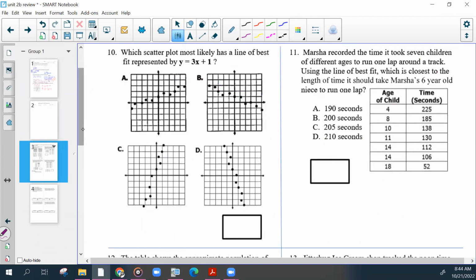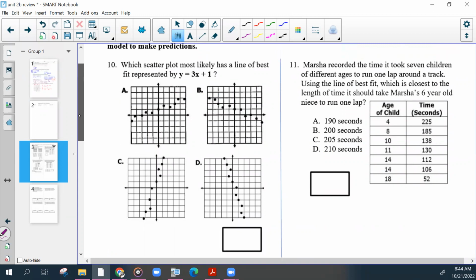Taylor. Number 10, this one gives you different scatter plots and is asking which one represents 3x plus 1. I would say the slope is positive, so if you see negative slopes, we can eliminate those. So it has to be A or C. And then of those, draw a line that would represent what you have, starting at 1. Slope of 3, so go up 3 to the right one, down 3 to the left one.